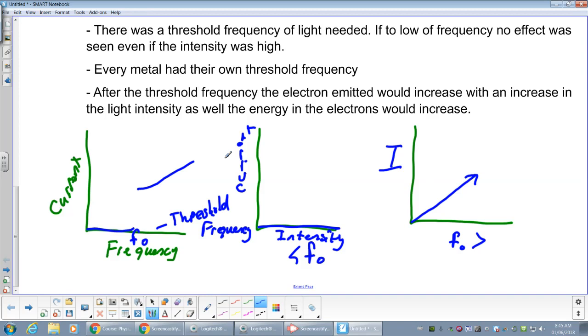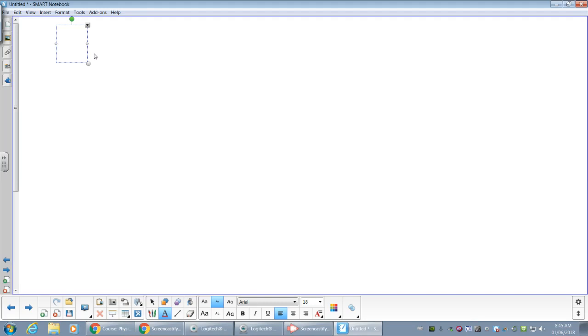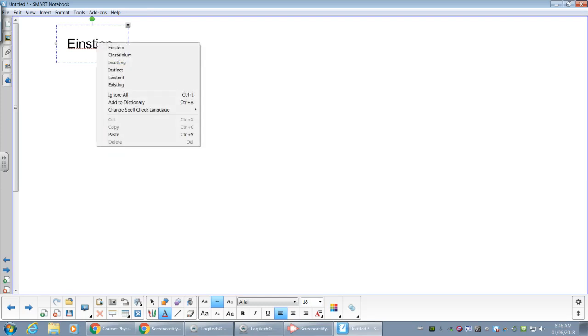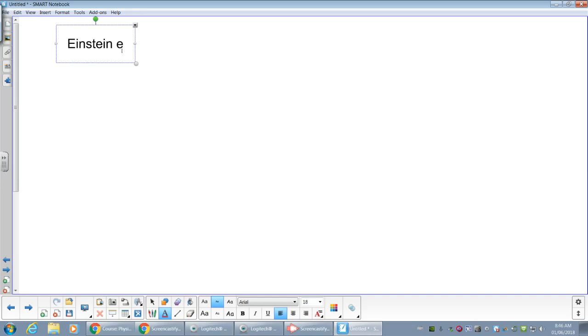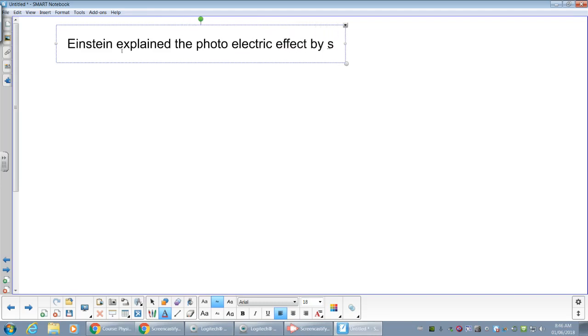Okay, so Einstein came along in 1921. He won the Nobel Prize for explaining how light acted as quantized energy, which we now call a quantized packet of light, a photon. Okay, so it actually happened in 1905 when he started this theory out, and he worked on it, and then Einstein explained this photoelectric effect by saying light was quantized.